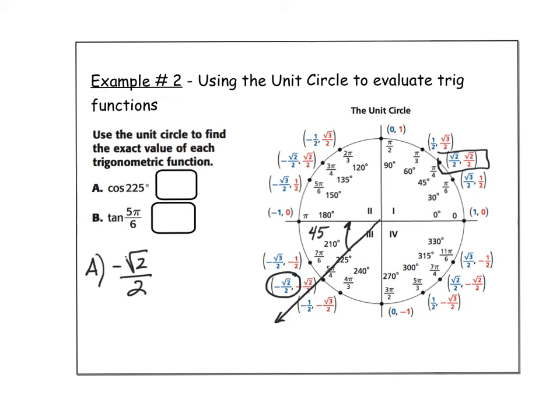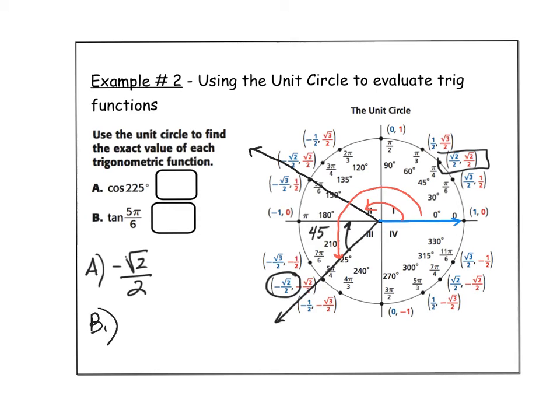If we look at B, it's a little bit more complicated, but it's asking for the tangent of 5 pi over 6, which is the same as 150. So this is right here. And remember, we always start from the initial side here. And so this is the 150 angle. And the earlier problem was 225 here. But actually, what's tangent of 150?